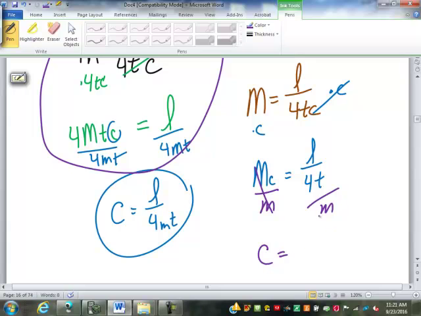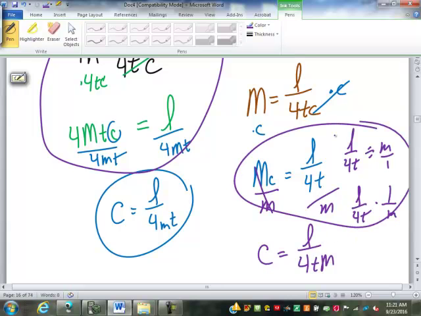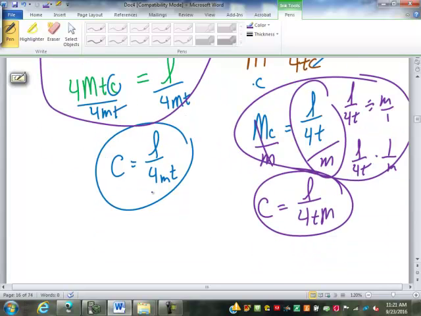We're left with C here. Well, L over 4T divided by M, treat that as M over 1, becomes L over 4T times 1 over M. So L times 1 is L. 4T times M is 4TM or 4MT, either way. This is just a little bit conceptually harder to combine, the L over 4T divided by M. But either way you did it would have been fine as long as you come up with this. Now notice, here on the bottom I have 4MT, here I have 4TM. It really makes no difference. It's the same thing. As long as I'm multiplying those three together, the order they're in does not matter.